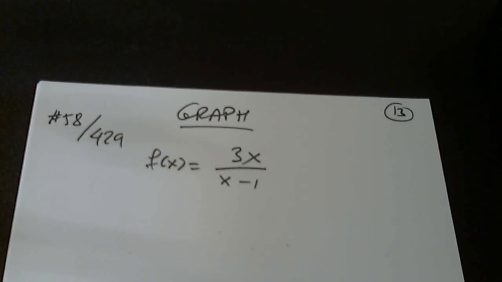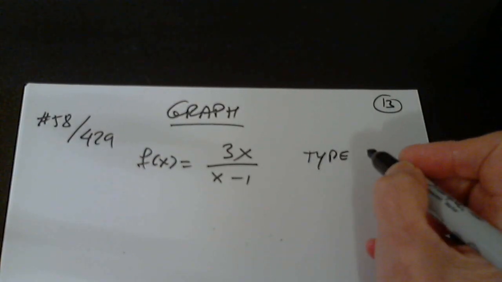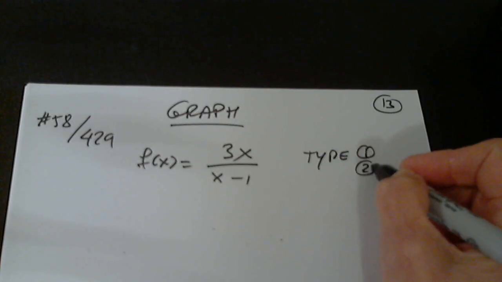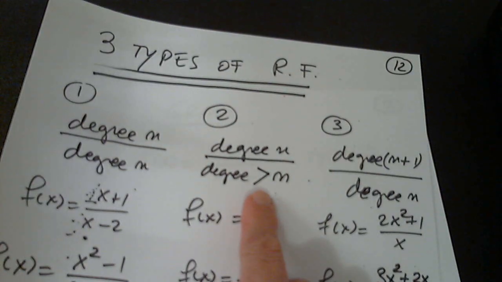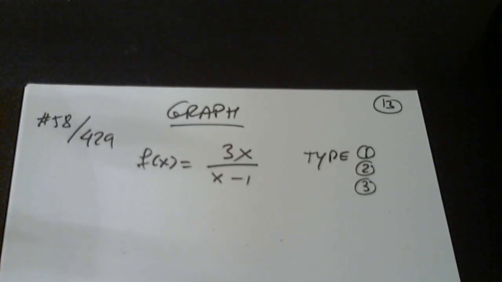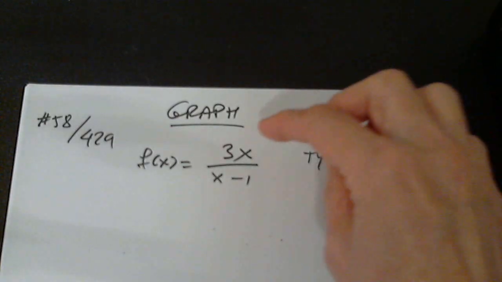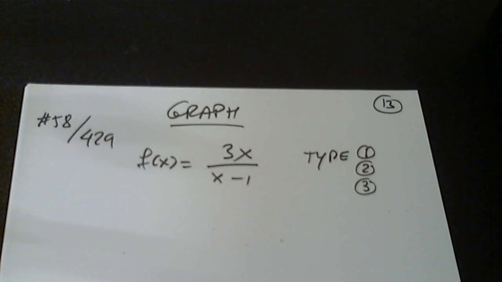Okay. So is this a rational function? Yes. Which type is it? Is it type 1? Is it type 2? Or is it type 3? I need to know from the beginning. Type 2 will be when the denominator has a higher degree than the numerator. So the degree of the top is 1. The degree of the denominator is 1. So this is indeed type 1. We agree?